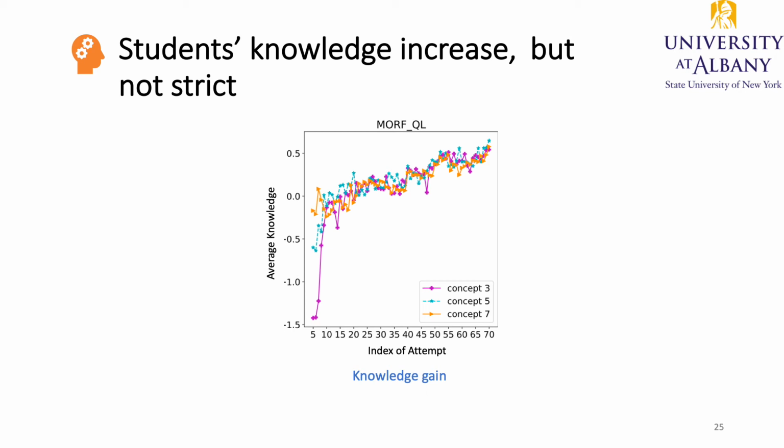Here, the x-axis is the index of attempt, while the y-axis is the average knowledge of all students for concept 3, 5, and 7. It's easy to see that students' knowledge is increasing in general, but the increase is not strict. For example, there are 2 lectures here. That means our MVKM allows students to forget the gained knowledge at some points, but the general trend is increasing.